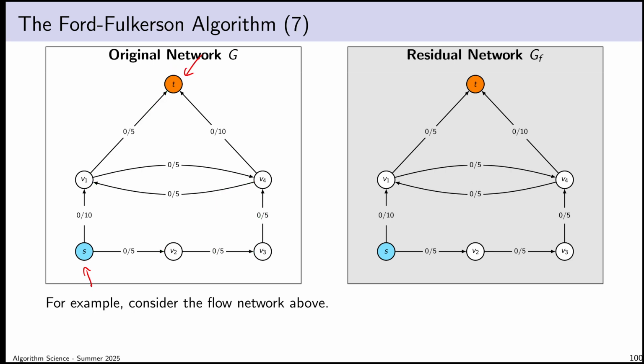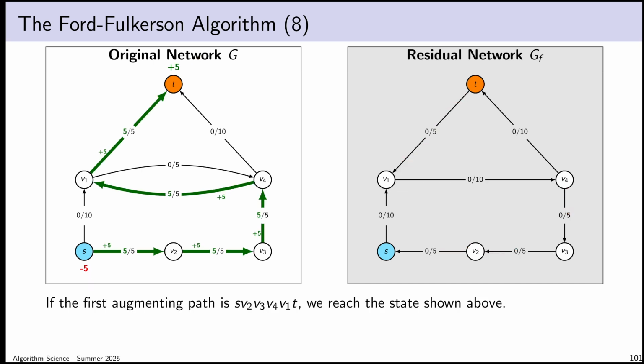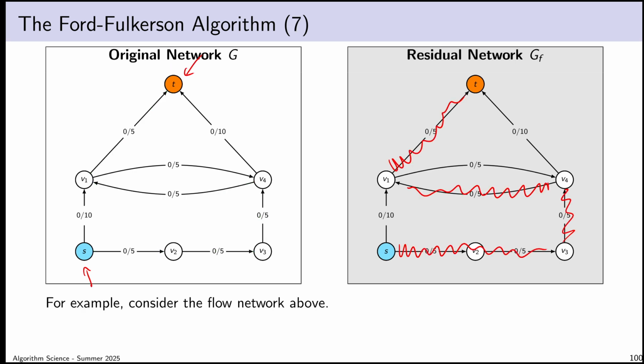Let's take a look at the residual network before that step. Suppose I find this augmenting path, this regular directed path from S to vertex T. Okay, so I perform an augmentation along that path, and then here is the residual network when I'm done. Now, notice this interesting thing happening with these 2 edges in the middle. The original residual capacity from, let's say, vertex V4 to vertex V1 was 5. I can push 5 units from V4 to V1.